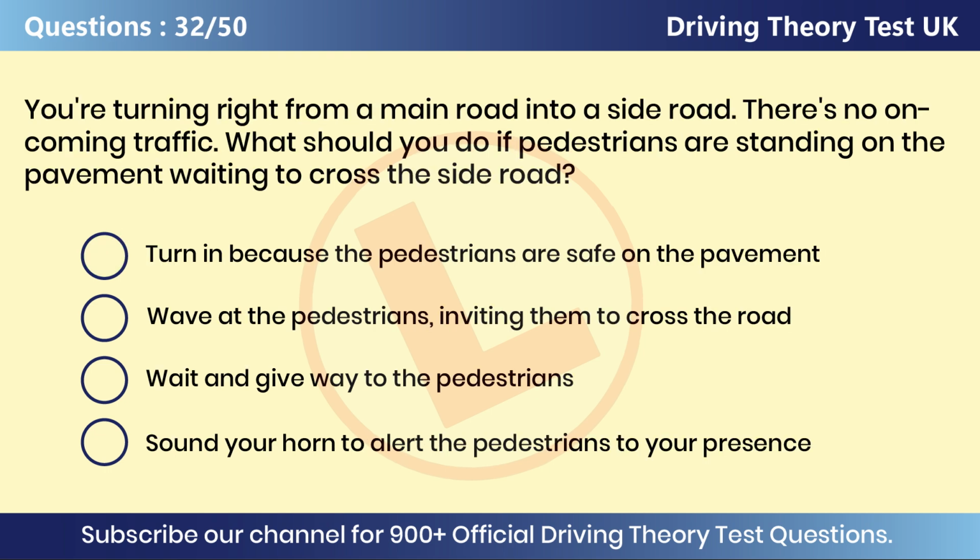Question 32. You're turning right from a main road into a side road. There's no oncoming traffic. What should you do if pedestrians are standing on the pavement waiting to cross the side road? A. Turn in because the pedestrians are safe on the pavement. B. Wave at the pedestrians, inviting them to cross the road. C. Wait and give way to the pedestrians. D. Sound your horn to alert the pedestrians to your presence. C. Wait and give way to the pedestrians.